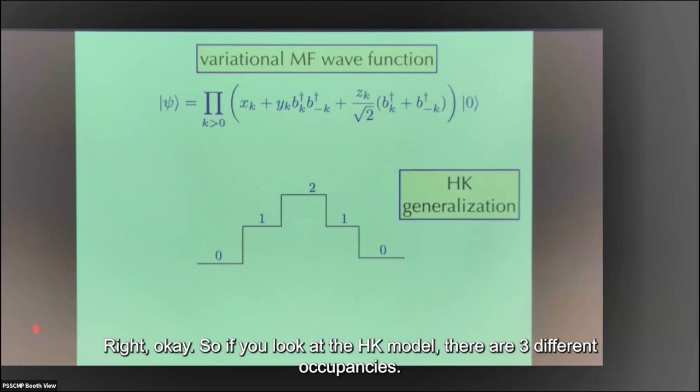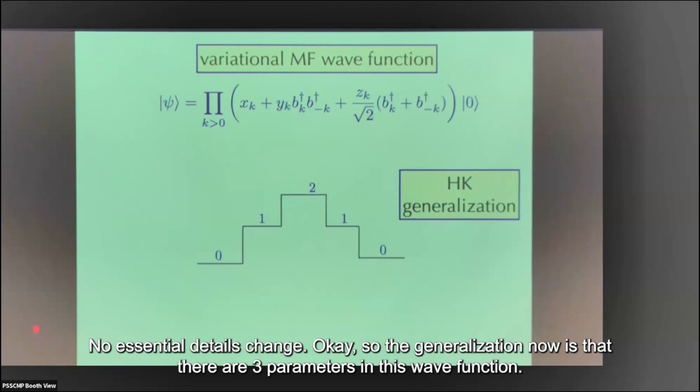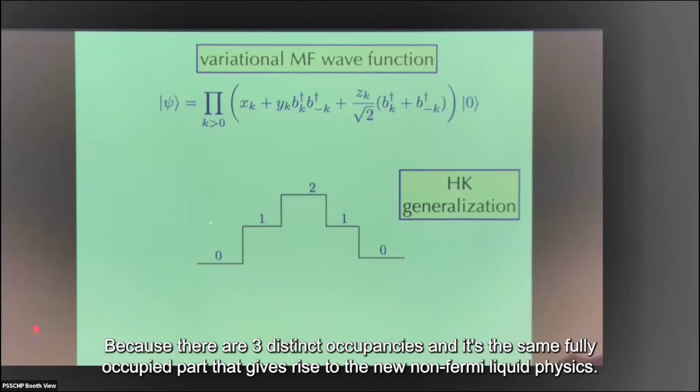Okay, so if you look at the HK model, there are three different occupancies. And you can redo this for Barry's two-orbital model, and you'll still end up with the same thing, no essential details change. So the generalization now is that there are three parameters in this wave function, because there are three distinct occupancies, and it's the singly occupied part that gives rise to the new non-Fermi liquid physics.